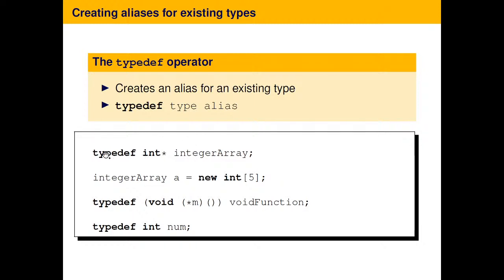So, for example, we could create a type definition for int pointer to refer to an integer array type that now exists, and then we can use integer array as a type wherever we would use int pointer. Once your program compiles, it boils down to the same thing anyway. This is just to make it easier for you as a programmer to see what you're doing, and then you can pretend integer array is an existing type, allocate space, and so on and so forth.